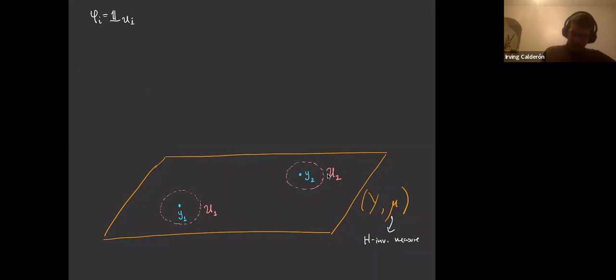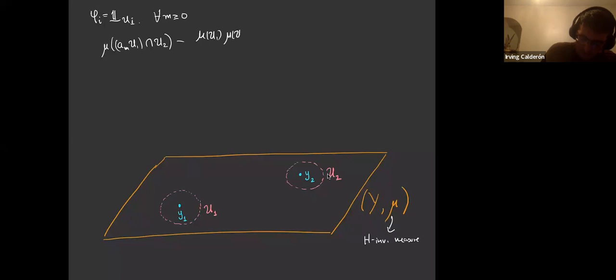So the bound in this case says that for any m greater or equal to 0, the volume of a_m U1 intersected with U2, minus volume of U1 times volume of U2 divided by volume of Y, is bounded by p to the minus m over 2 times the square root of volume of U1 times volume of U2.